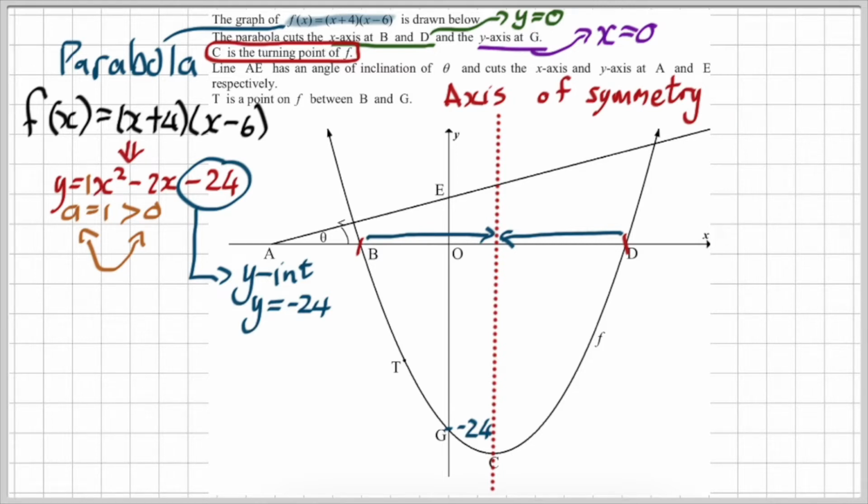The line AE has an angle of inclination. Boom, I know that I've got to use m equal to tan theta. But sir, that's Paper 2 knowledge. Please, my wonderful, intelligent students, listen up. They are going to ask 1 or 2 sub-questions in an exam which require knowledge from a different paper. It's been happening the past 2-3 years, every single year.